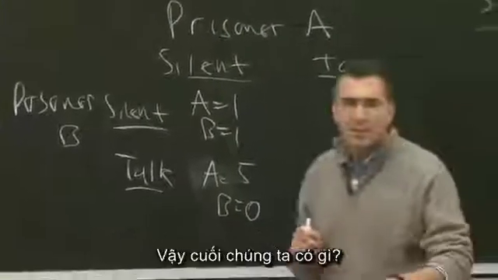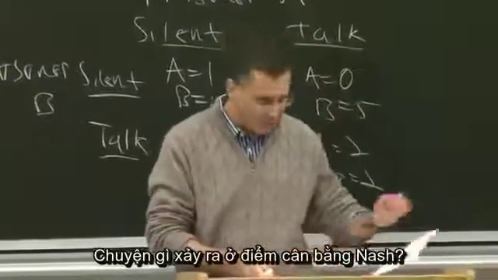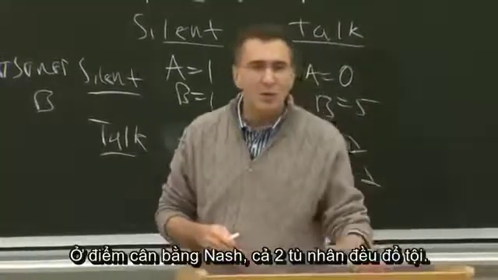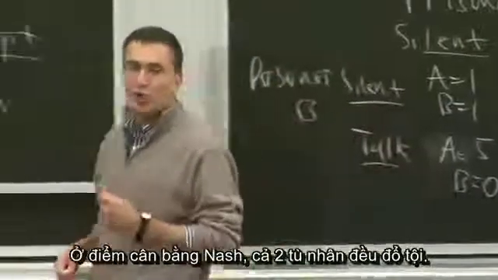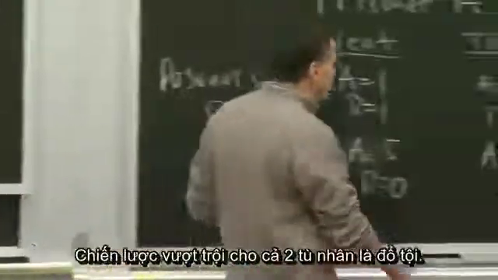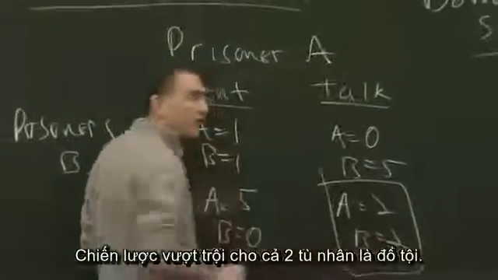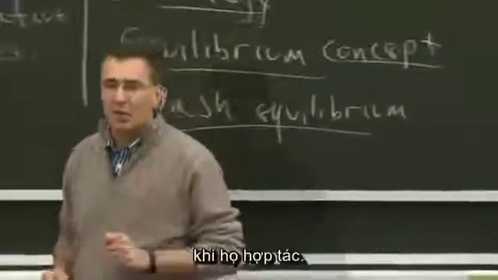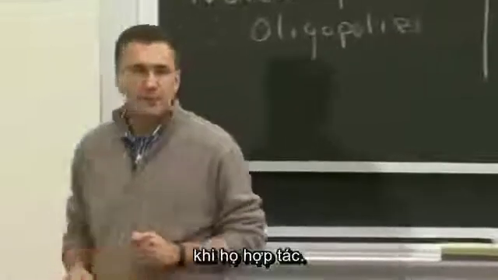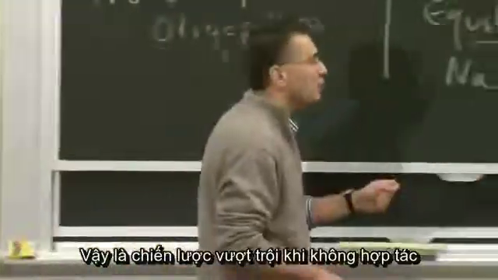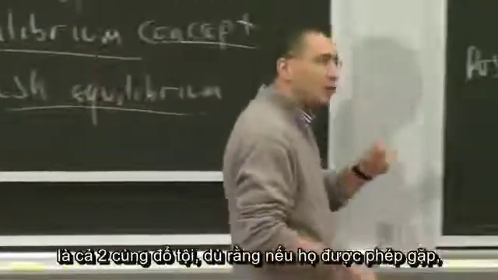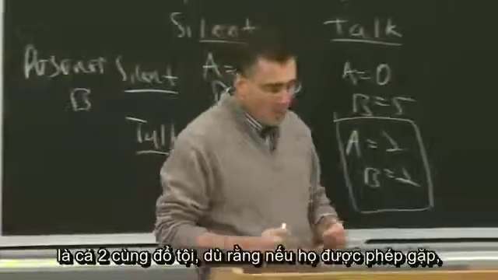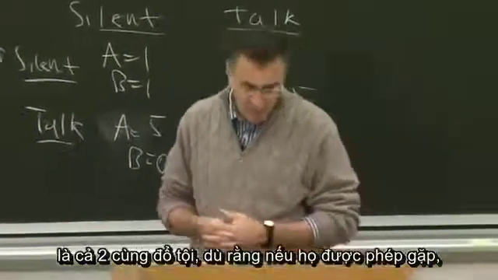So where do we end up? What ends up as the Nash equilibrium? The Nash equilibrium is that both prisoners talk. The dominant strategy for both prisoners is to talk. And they both end up worse off than if they could have cooperated. So the dominant non-cooperative strategy is to both talk, even though if they could get together, okay?